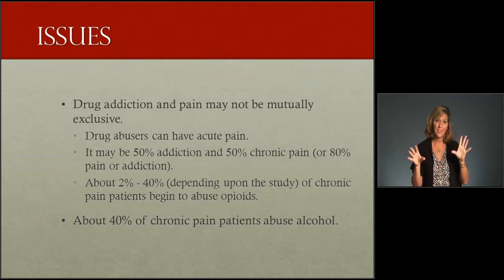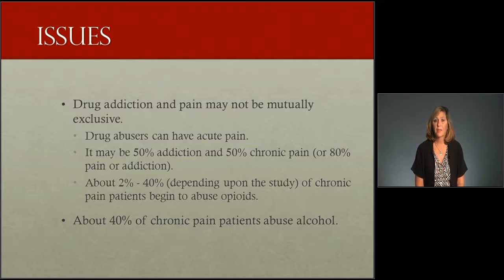There are some thoughts that you might have 50% of this as being addiction and 50% of it being chronic pain, or 80% pain and 20% addiction. So we might actually have a little bit of a combination in here. When you're looking again at chronic pain patients, there's a thought that maybe anywhere from 2 to 40% of them, and again it depends on the study you look at or the article you read, may begin to abuse their opioids, even though the main reason they're on the drug is for pain management.